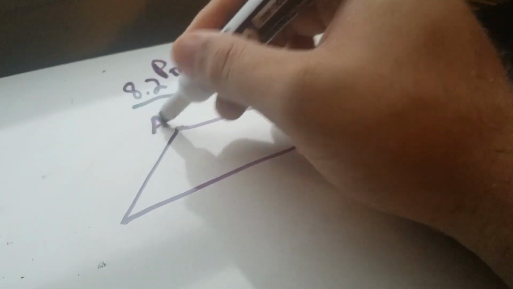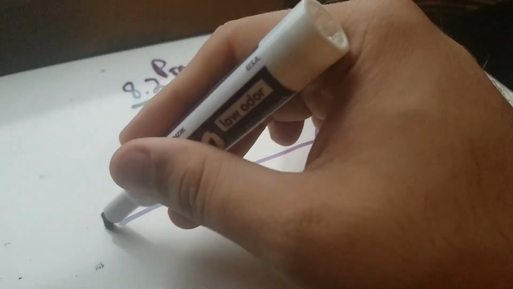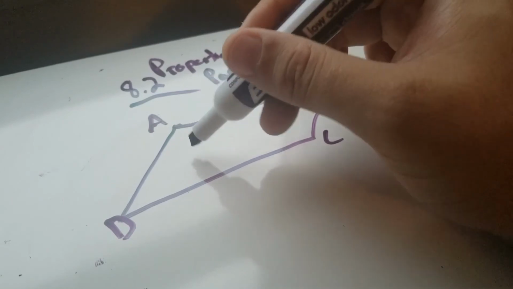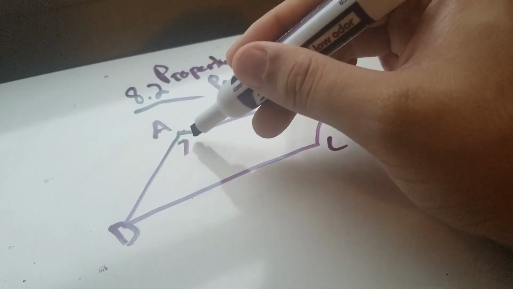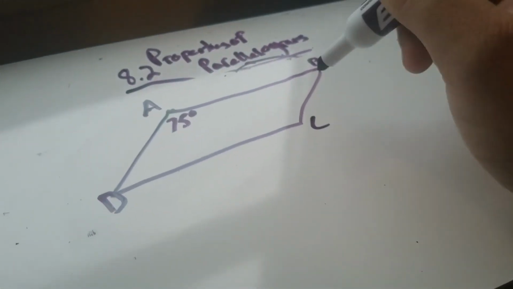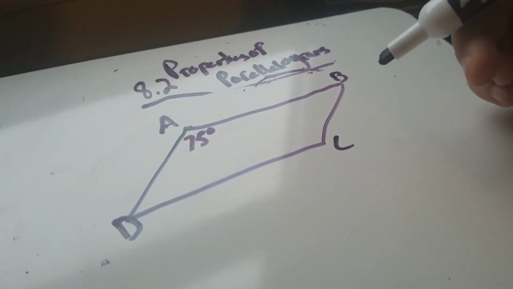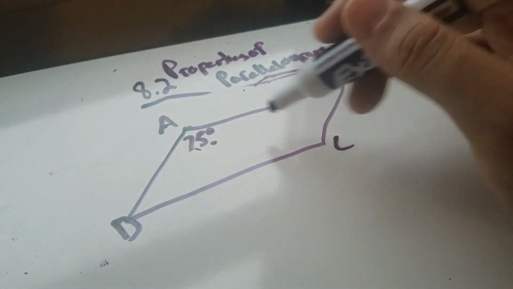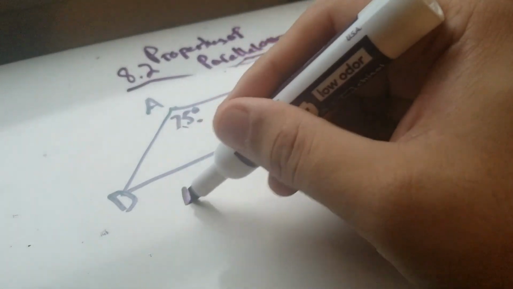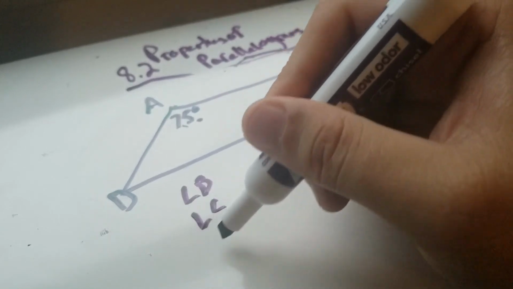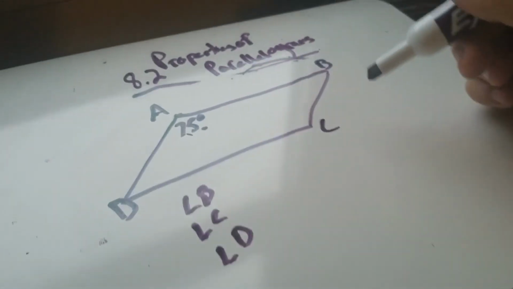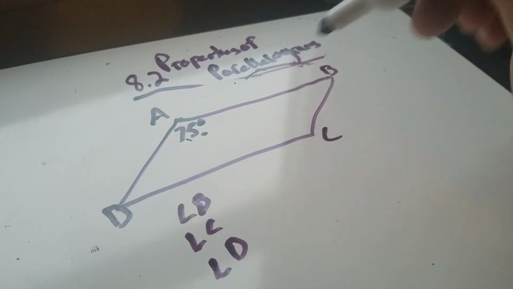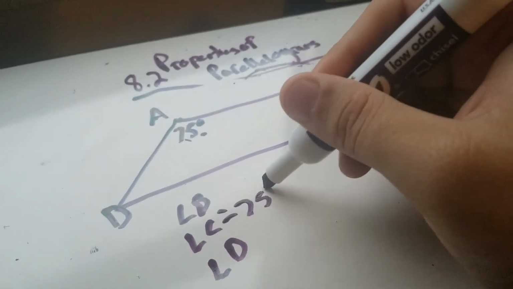So let me call this A, B, C, D. And then I'm going to call this 75 degrees. Find me each angle. So opposite angles are equal to each other. So find me, if I'll be more particular, angle B, angle C, angle D. So angle C, I know for a fact, is going to be equal to angle A. So that's a real easy one. That's 75 degrees.